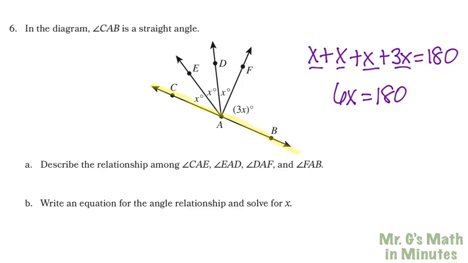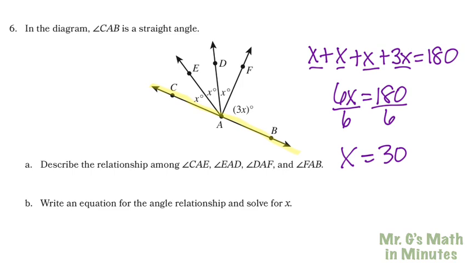Now, just like when we were getting rid of addition and we did the opposite, here we have multiplication. So the opposite of multiplying by 6 is to divide by 6. And if we divide one side by 6, we have to divide the other side by 6. 6x divided by 6 is going to leave us with 1x. And then 180 divided by 6 is going to give us 30.